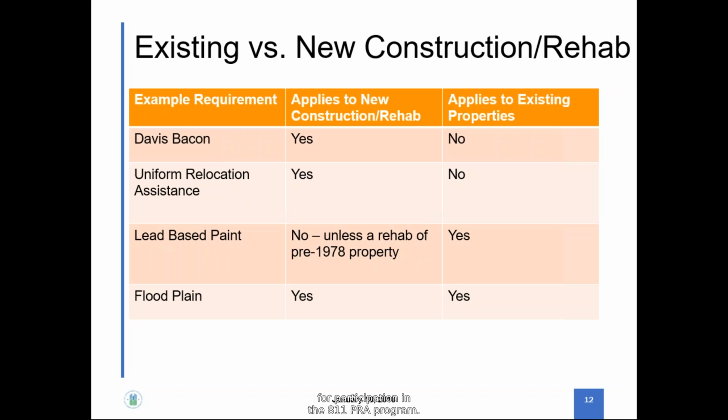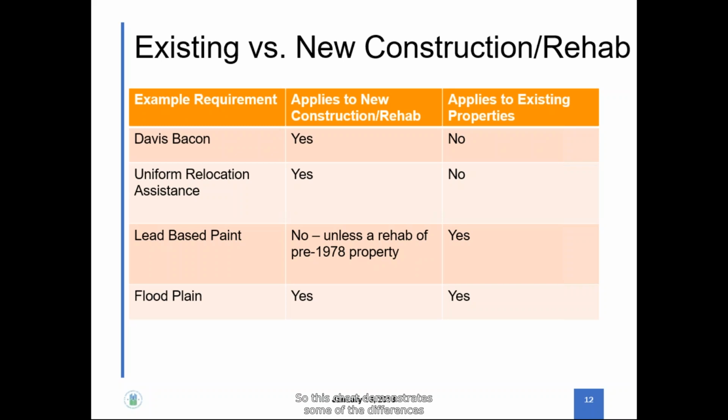For existing properties, an owner may have a portfolio of properties that have received a variety of public subsidy for construction. They agree to place a certain number of 811 PRA units in their existing property. This typically requires properties to have vacancies due to turnover to begin renting to 811 PRA tenants.